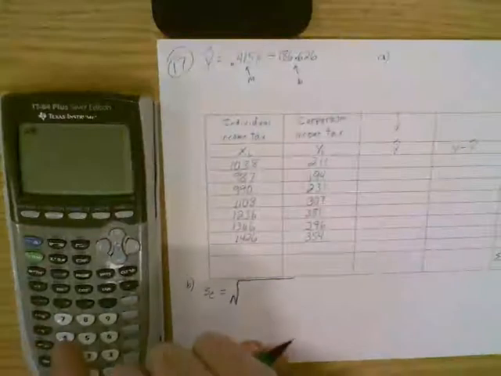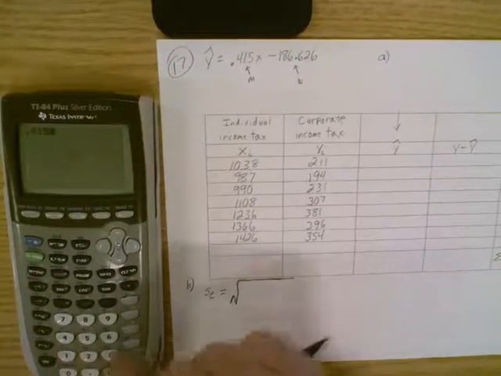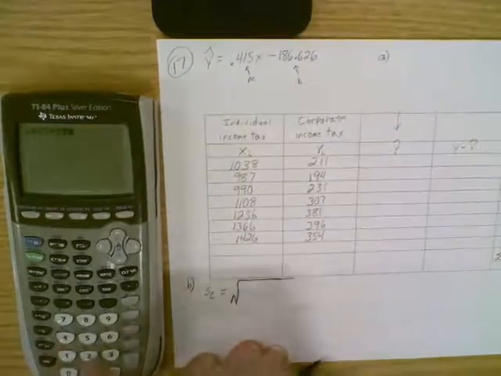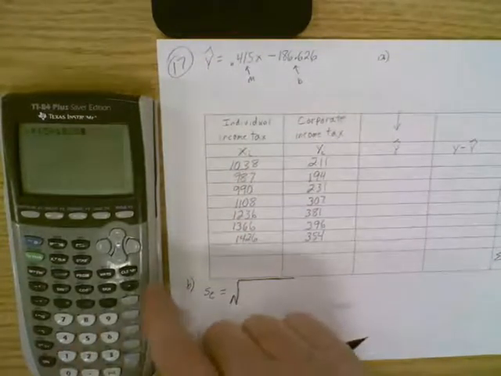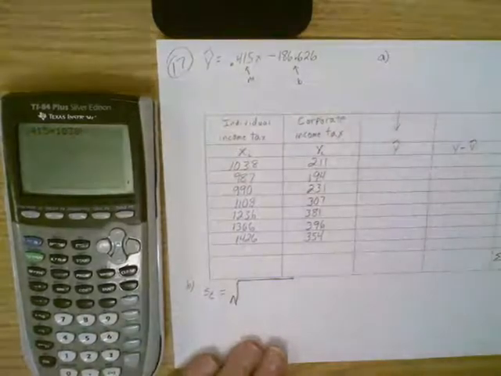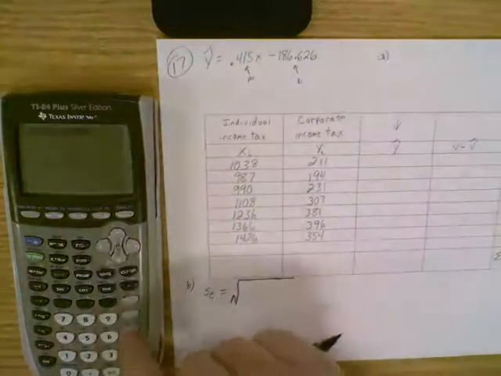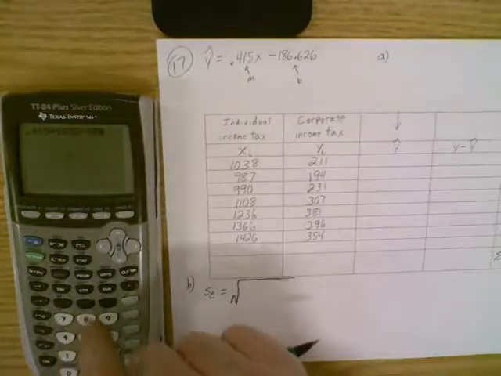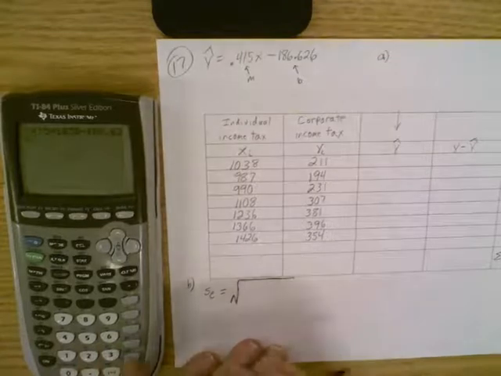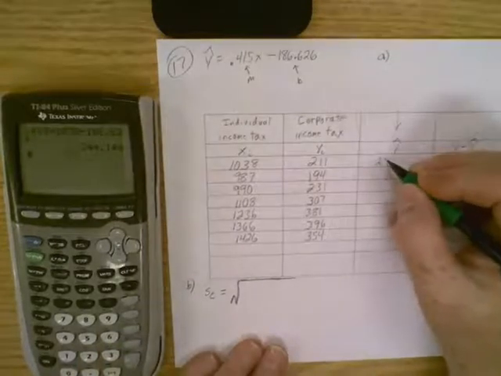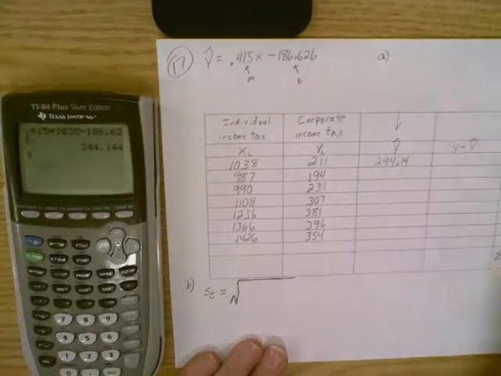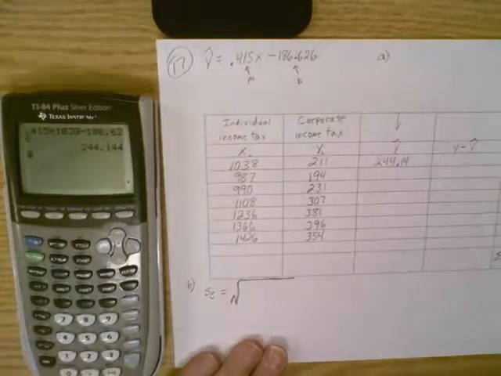So we got 0.45415 times, we'll put in our first X is 1038 minus, is this one minus? Yeah. Minus 186.626, hit equals, and we end up with 244.14. I'm just going to round it off to two places.